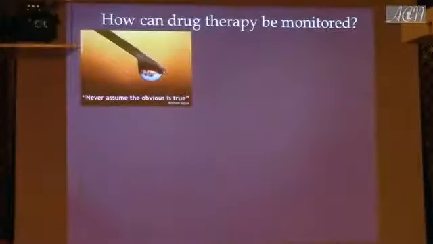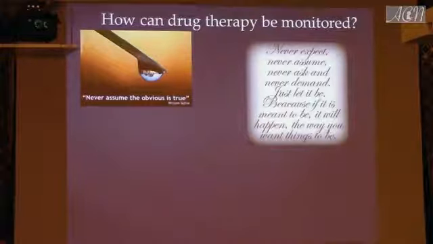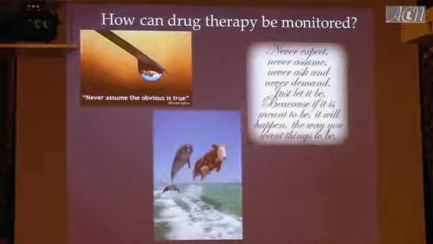And as you know, never assume the obvious is true. Never expect, never assume, never ask, and never demand. Just let it be, because if it is meant to be, it will happen the way you want things to be. So the goal: never assume. Assume nothing.